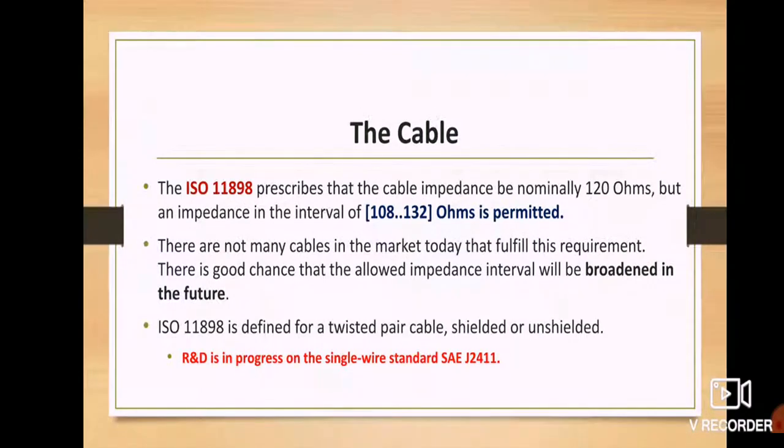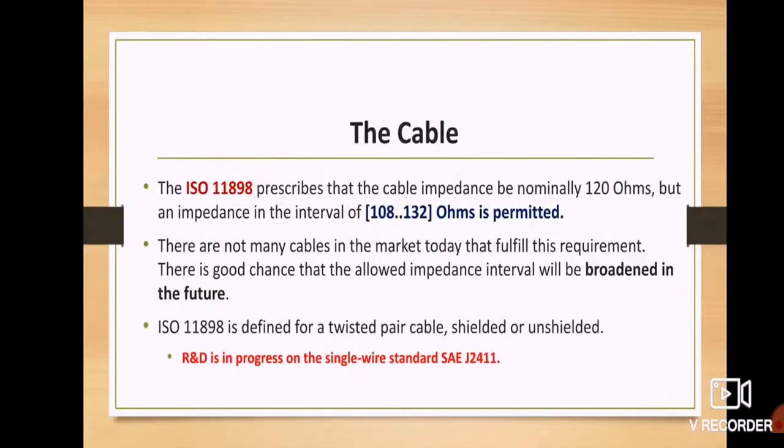So these are different, it's a parallel route. While they manufacture the CAN, they have not implemented this 120 ohm resistance, but of course CAN is a protocol that has been implemented. But this ISO 11898 has brought in the impedance of 120 ohm resistance, which really makes the signal better. The R&D is in progress on the single wire standard SAE J2411. Maybe in the next decade, they may start to use the single wire standard, as we are using the two wire CAN cable now.